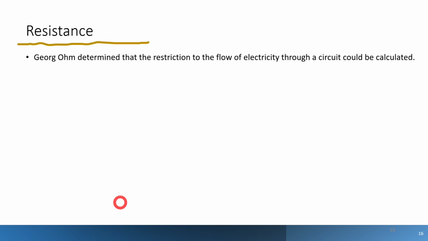So he determined that the restriction to flow of electricity through the circuit could be calculated just by using the voltage and the current. And the resultant of that calculation was termed electrical resistance. Okay, so we have resistance in everything. The copper is no exception.